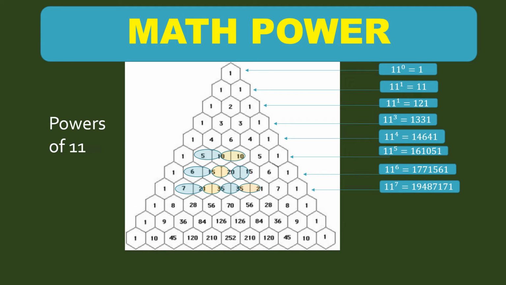The numbers along the horizontal form powers of 11. So we have 1, 11, 121, 1331. However, from 11 to the fifth power and so on, you may need to overlap some digits to form numbers which are powers of 10, as shown in the diagram.